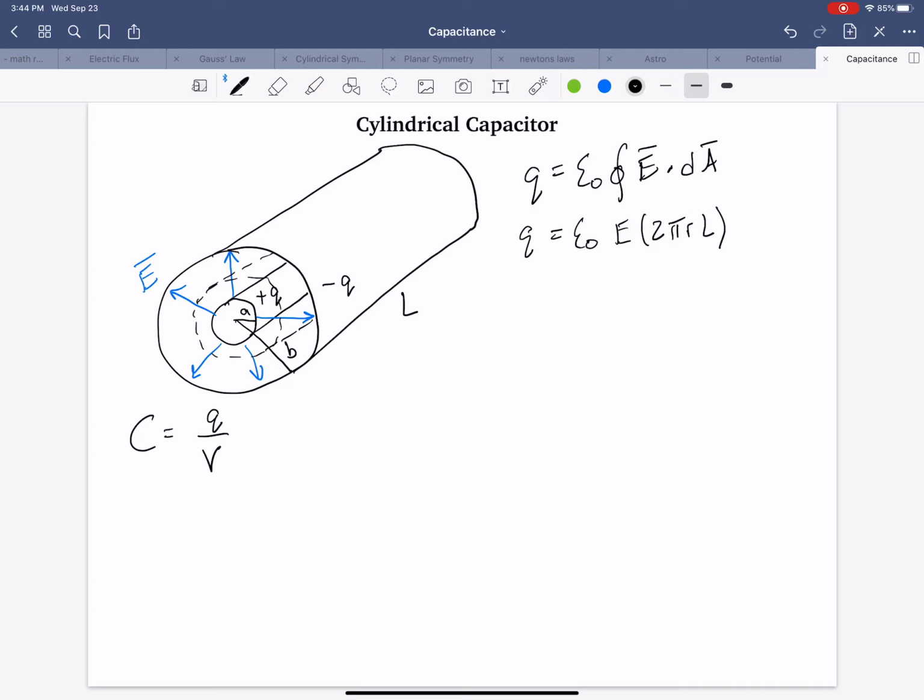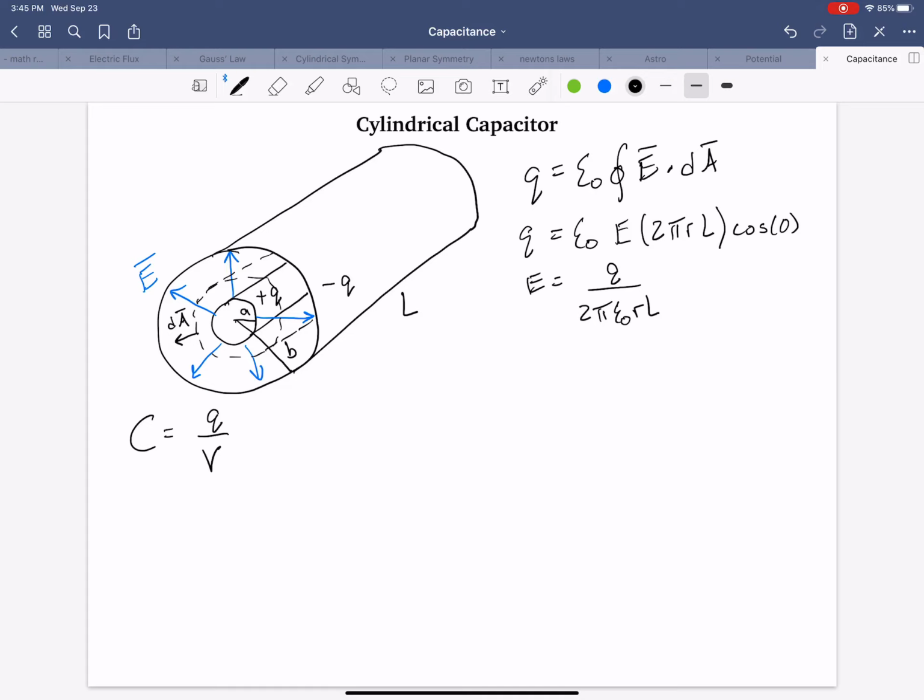And the angle in between E and dA, I haven't actually drawn a dA vector. For our Gaussian surface, the dA can point radially outwards. That's in the same direction as the electric field, so thus cosine is 0. And now we can get an expression for E: Q over 2 pi epsilon naught r times L. Hold that in your back pocket for a couple seconds.